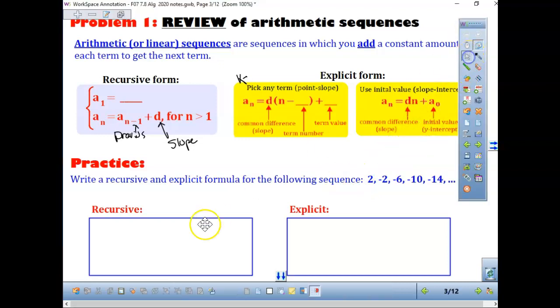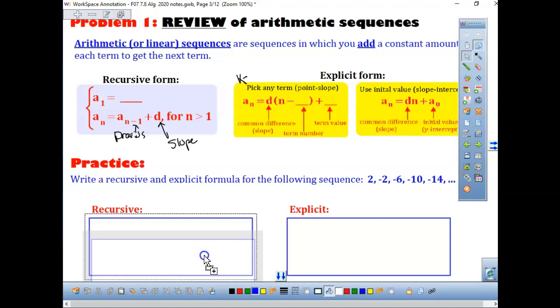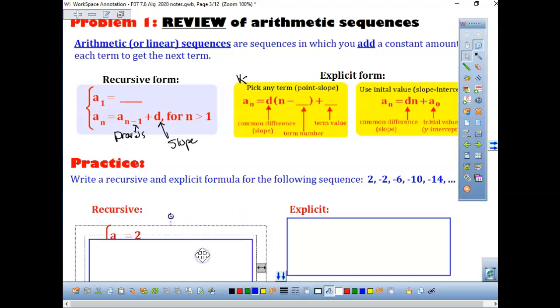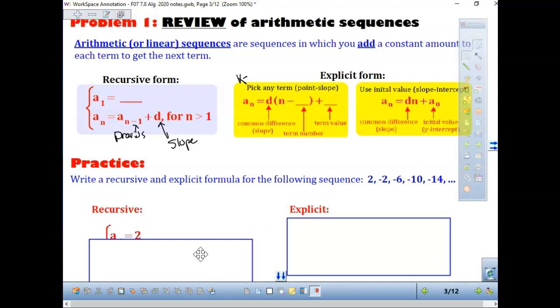So tell your shoulder partner, and we're going to start writing this. So our recursive formula should be a sub 1. If I'm looking at it, what would you say, Erica? a sub 1 equals 2. And if we are looking at what's happening in this one, it looks like we are continually doing what, Cal?